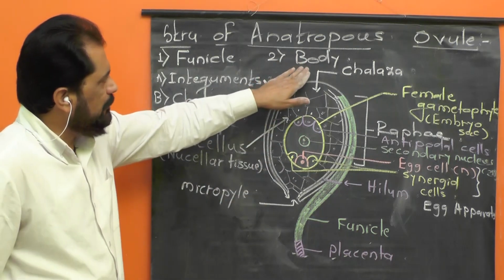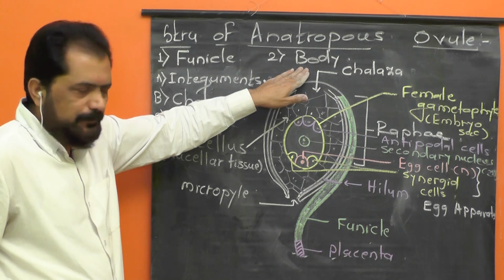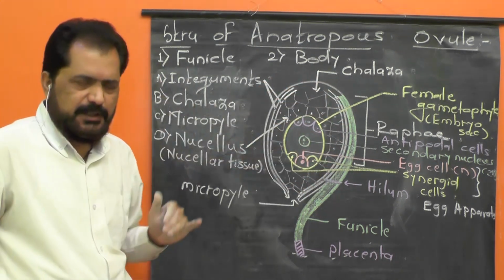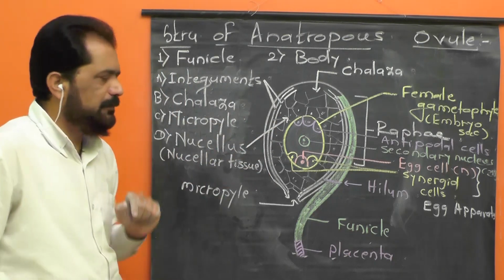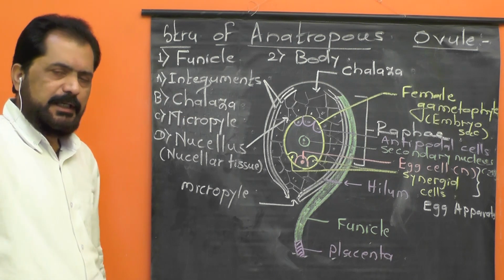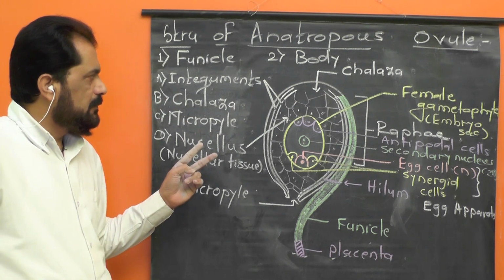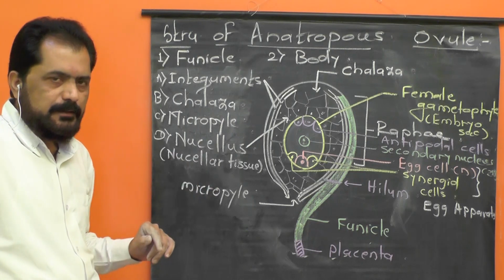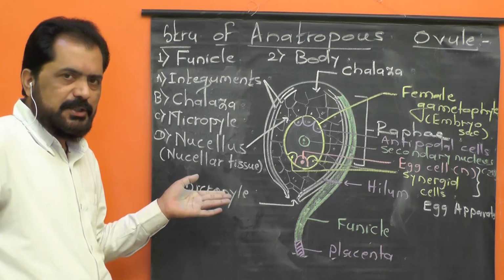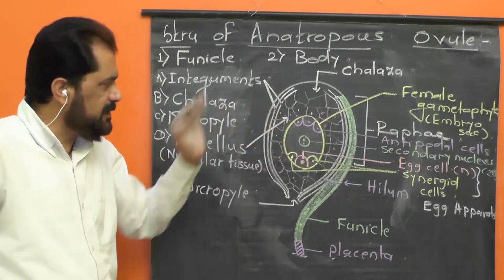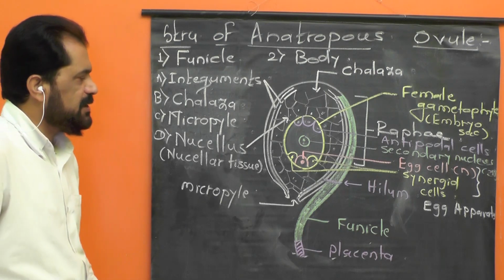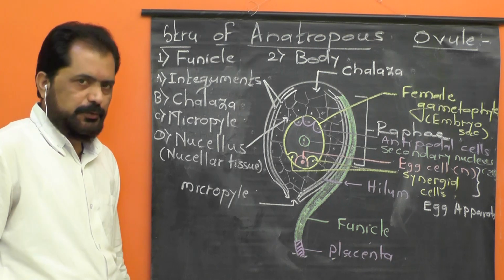Then the second major part, that is the body of the ovule. The body is a large, massive and oval part. It is the upper part. It consists of different components, such as integuments. You know, integuments are the protective outer covering. Integuments are either one or two. These are protective in nature. They protect all these internal structures, and during seed formation, integuments get converted into seed coat.